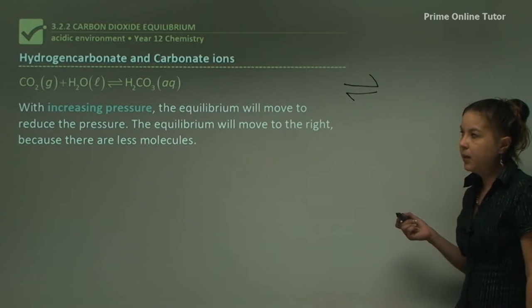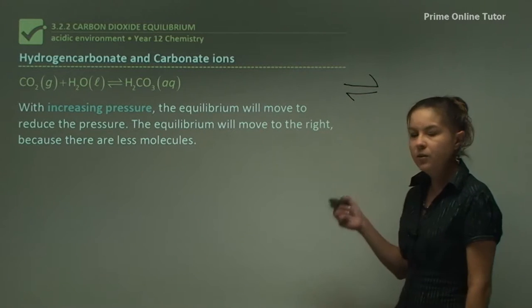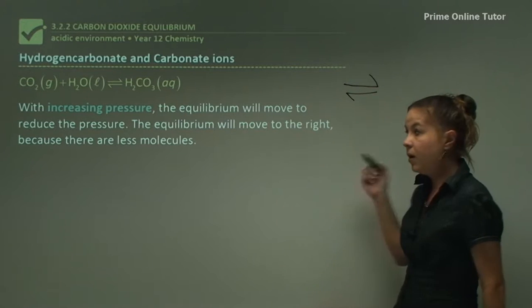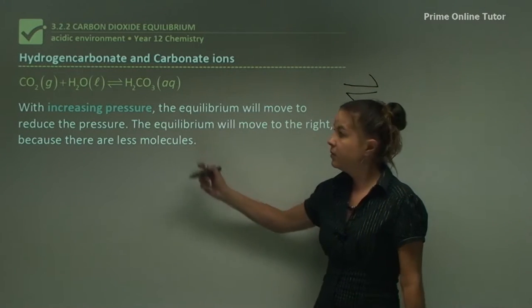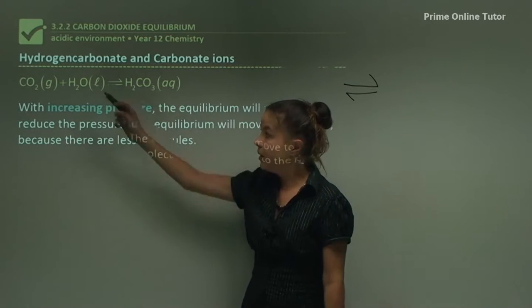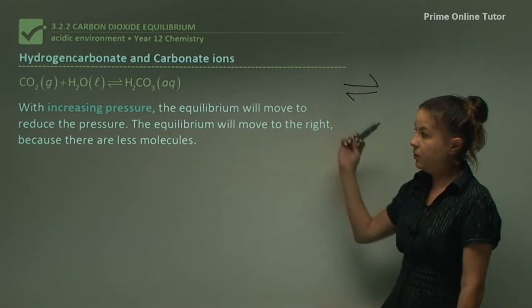So with increasing pressure, the equilibrium will move to reduce the pressure. So it has to do with the number of molecules that are present. The equilibrium here will move to the right because there are less molecules. If you have a look at the equation, you can see there's 2 different molecules on the left and there's only 1 on the right. So the equilibrium will move to the right.